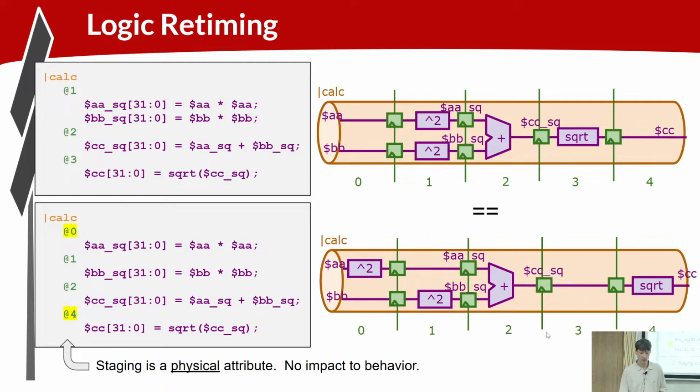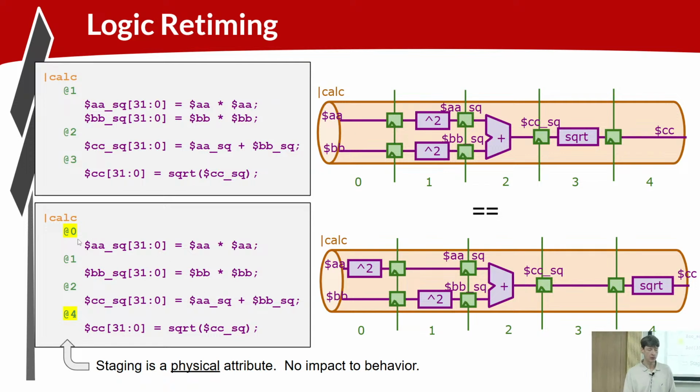So let's say this is the circuit that I need to implement in my new generation. This is what I have in my old generation. Making that change is as simple as just changing the stages for the operations. So I've moved the squaring of A to stage 0. I've moved the square root from stage 3 to stage 4. Okay.